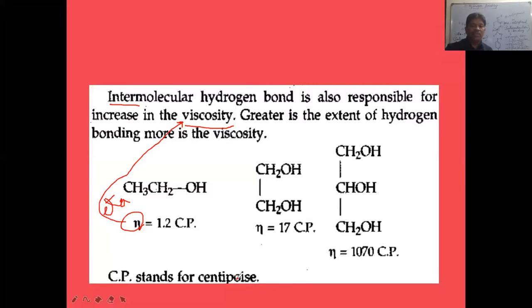Poise is the unit of viscosity. Centipoise: centi means 10 power minus 2, 1 by 100. So centipoise is the unit we use to measure viscosity. Here, the viscosity for this ethyl alcohol is 1.2 centipoise. How many OH groups are there? One OH group. Between the hydrogen of this molecule and the oxygen of another molecule, hydrogen bonding will be there. So one hydrogen bonding is possible by one OH group, right?